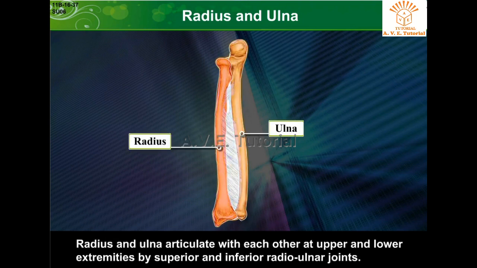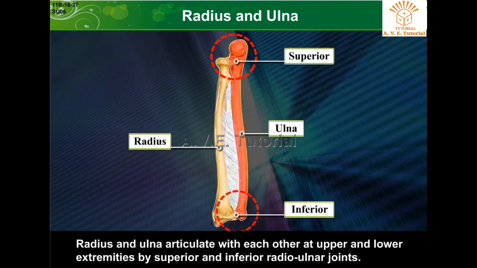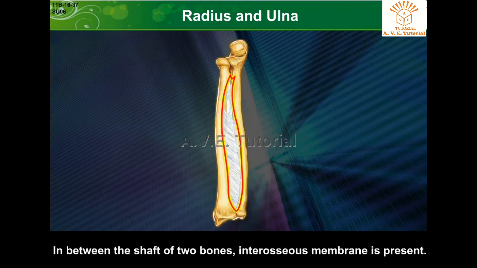Radius and ulna articulate with each other at upper and lower extremities by superior and inferior radio-ulnar joints. In between the shaft of two bones, interosseous membrane is present.